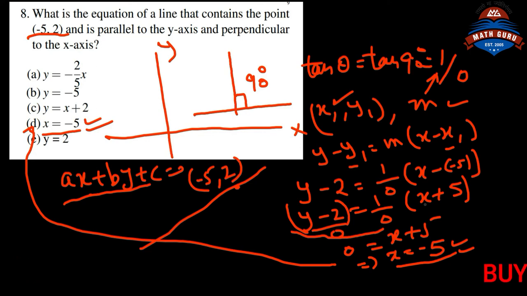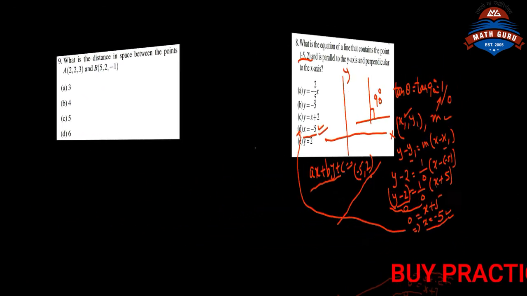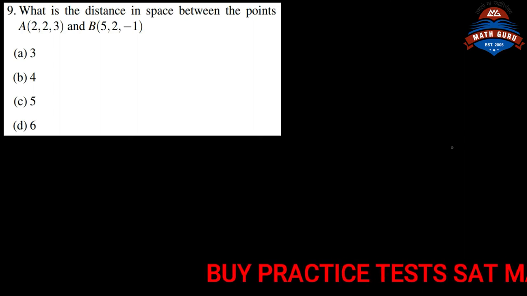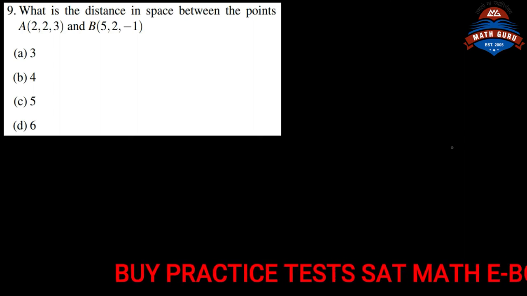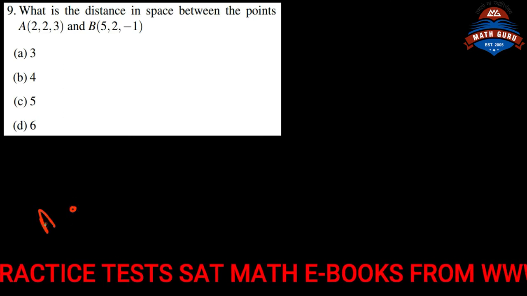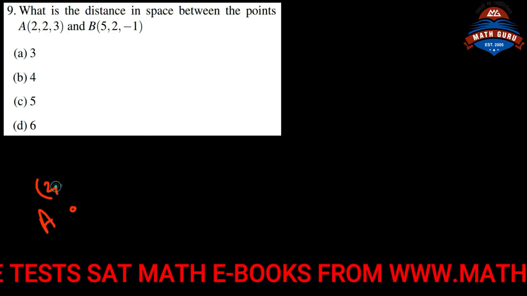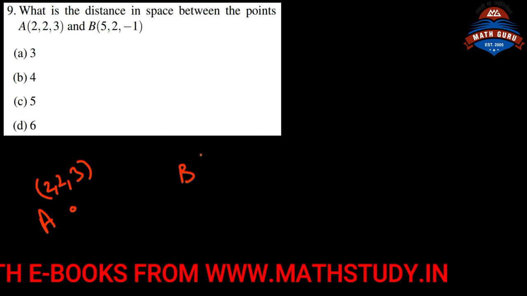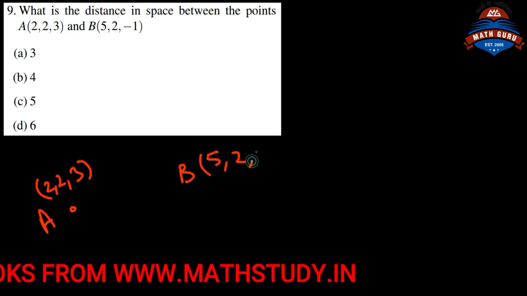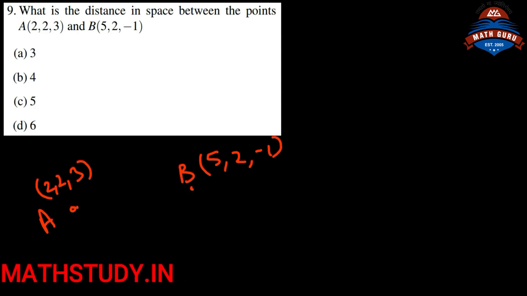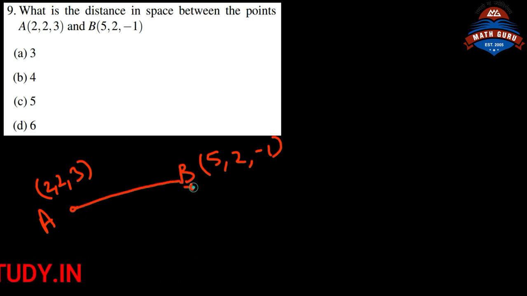Now let's move forward towards our question number 9. So students, this is our question number 9 from 3D. Here we have points A and B, right? This is point A, which is basically 2 comma 2 comma 3, right? And this is point B, which is 5 comma 2 comma minus 1, and we have to find the distance between these 2 points.